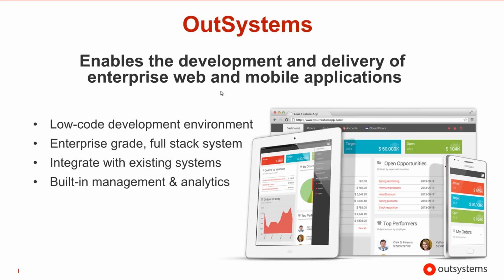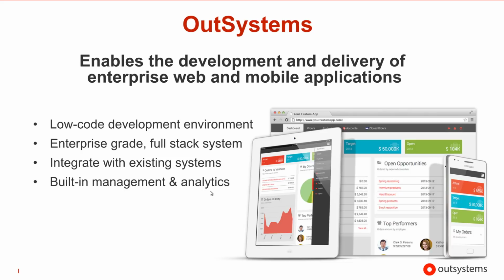The goal of OutSystems is to enable and accelerate the development and delivery of enterprise web and mobile applications. It does this by providing a low-code development environment that generates code and can deploy it to an enterprise-grade full-stack system. This system can be integrated with other systems and your existing code, and has built-in management and analytics capabilities in the server. These are the types of features that help make OutSystems the #1 low-code development platform.